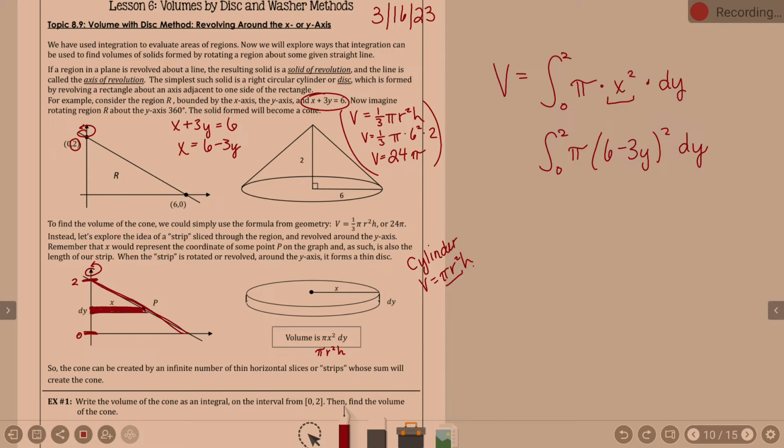Now, I have more of a set formula on the next page, okay? But this is always going to kind of be the setup. Now, math-wise, how do we do the math?